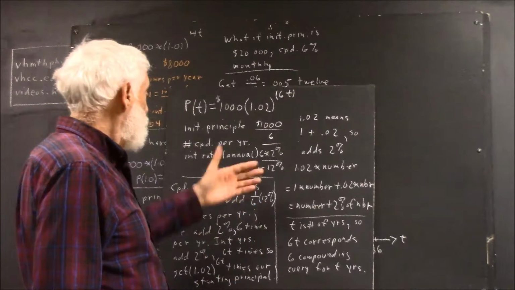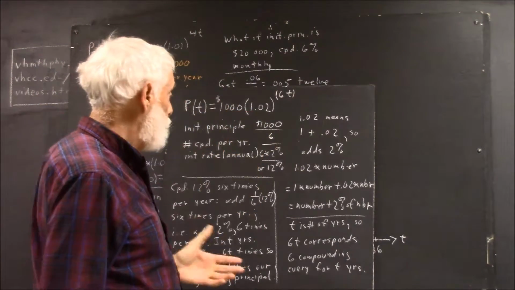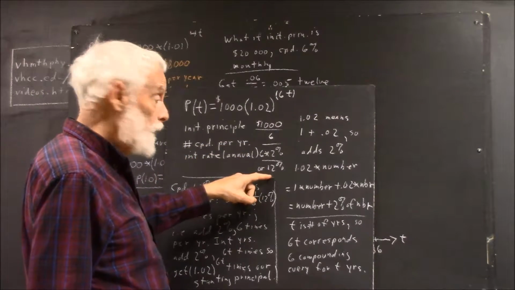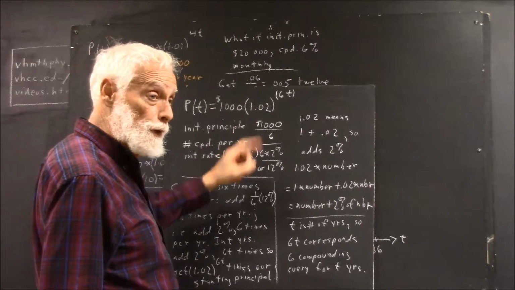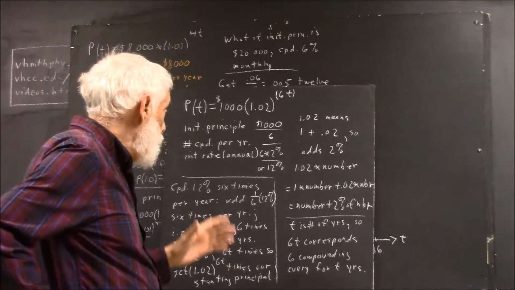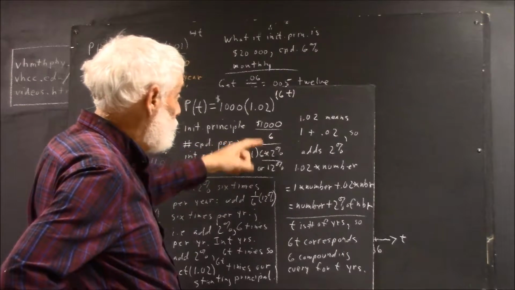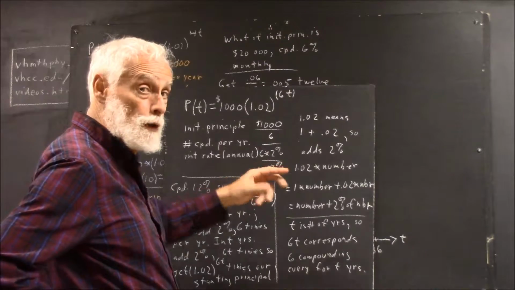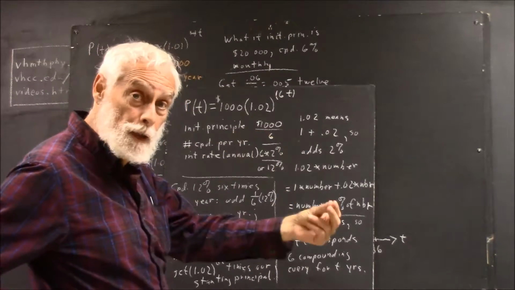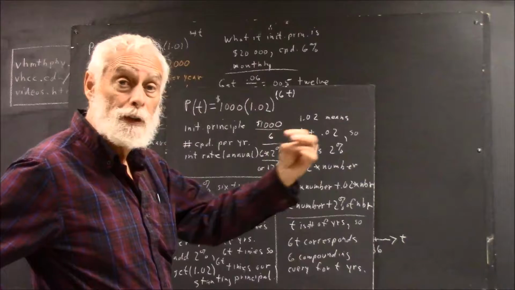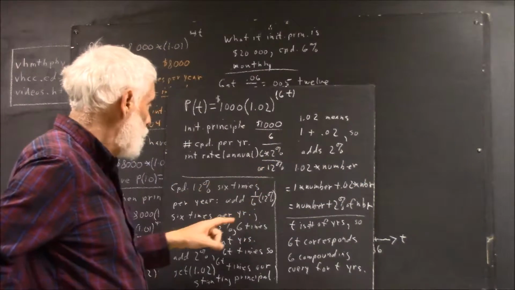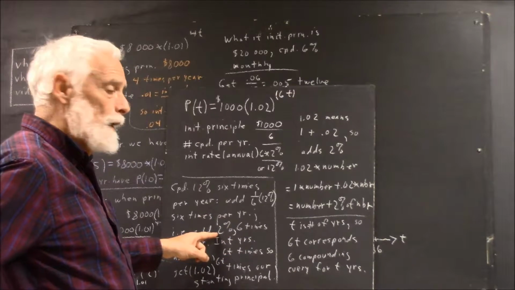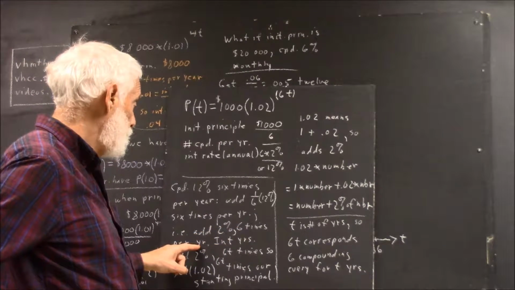Okay, so let's work backwards again from our conclusions. We concluded that we've compounded at 12% annual interest 6 times a year, starting with $1,000. Compounding 6 times a year at 12% annual interest means we get 1/6 of 12%, or 2%, every time we compound. And we compound 6 times every year. So 1/6 of 12% is 2%, and we do that 6 times per year.